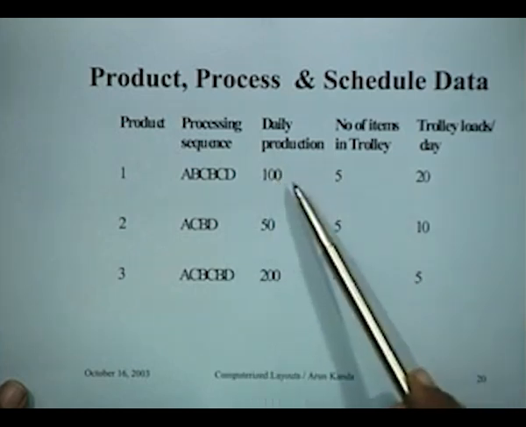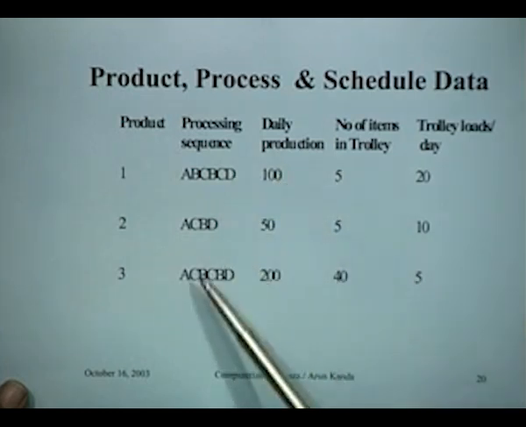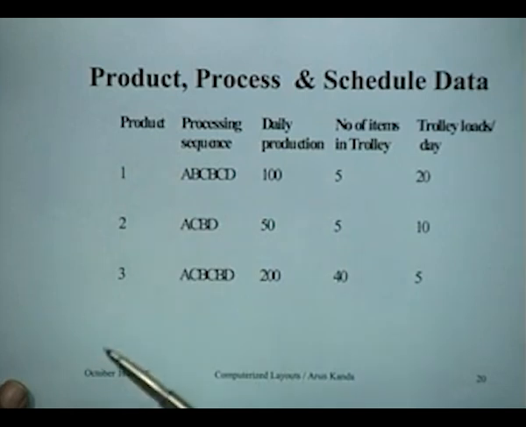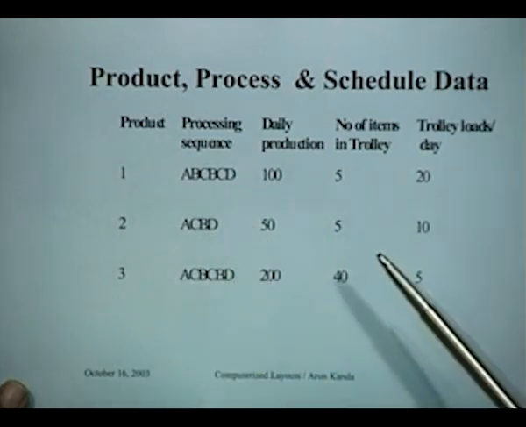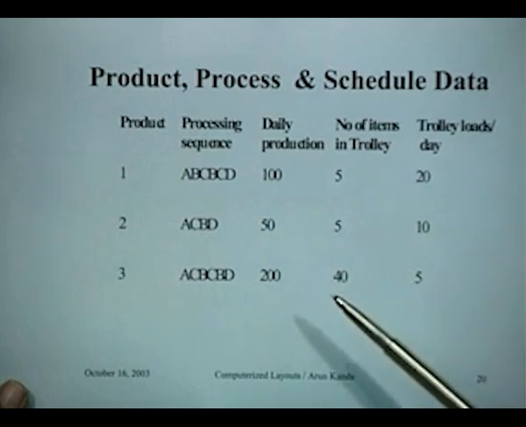Now, these are all products which could be of different sizes, right? That's what we are trying to say. But in terms of material handling effort, we would like to combine this information in the form of a common material handling unit. So you can talk in terms of trolley loads per day, because the material will be moving in the factory in, let us say, trolleys.